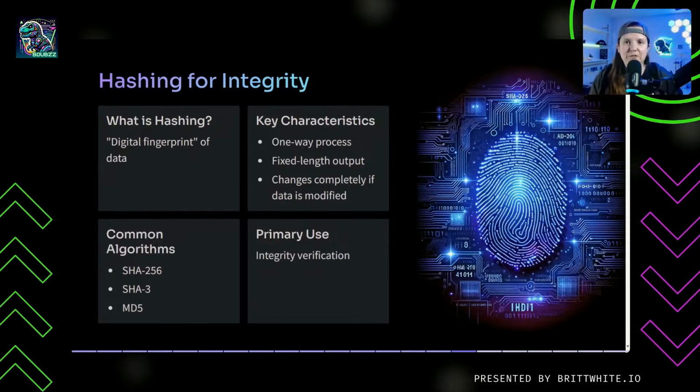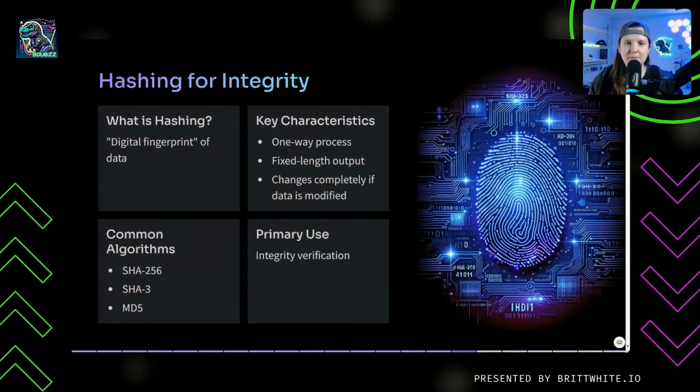Change one comma in your file, and the hash changes completely. That's how we detect tampering. It's fast, one way, meaning you cannot reverse it. And strong algorithms are collision resistant, meaning it's computationally infeasible for two different files to produce the same hash.